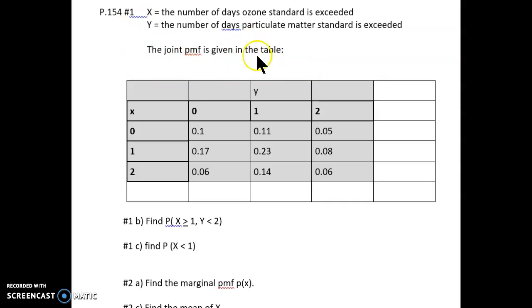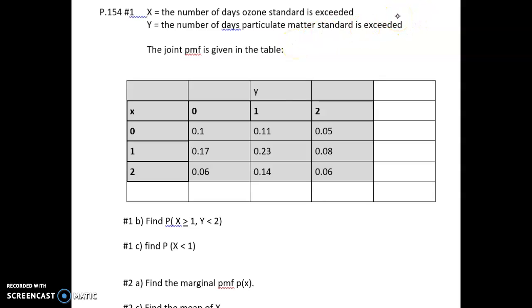And the joint PMF is given in this table. Notice the values of X are only 0, 1, and 2, and the values of Y are only 0, 1, and 2. And then they're related to each other. So ozone, like having the ozone standard exceeded, is related to having the particulate matter standard exceeded, possibly.